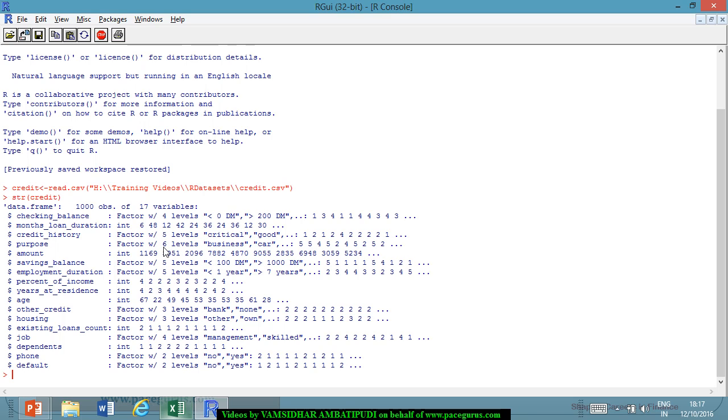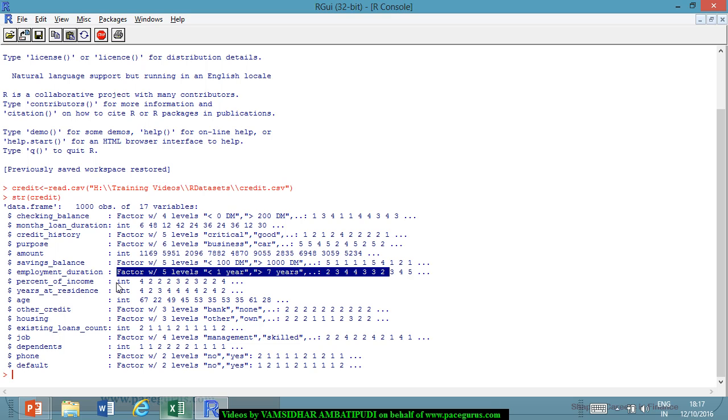So if I have to create dummy variables, I have to create 4 dummy variables for this. Similarly, purpose is a factor with 6 levels, so I have to create 5 dummy variables for this. Amount is an integer, fair enough. Savings balance has 5 levels, so I have to create 4 dummy variables. Employment duration also has 5 levels, so I am creating 4 dummy variables for this.